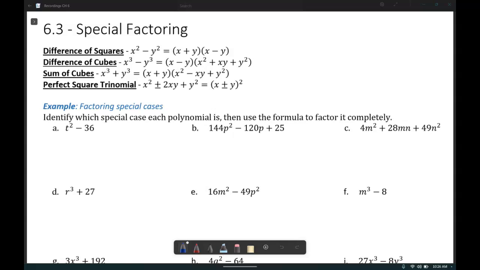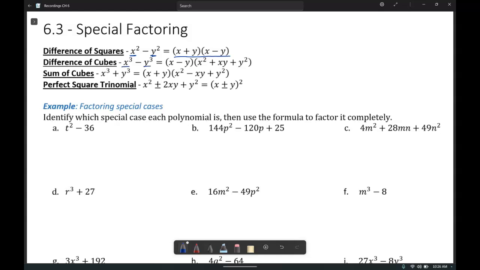Let's wrap up our review of factoring with some special factoring cases. We've got a formula for difference of squares, where we have something squared being subtracted by something else squared, always factoring into a binomial pair, one plus, one minus, of those roots.